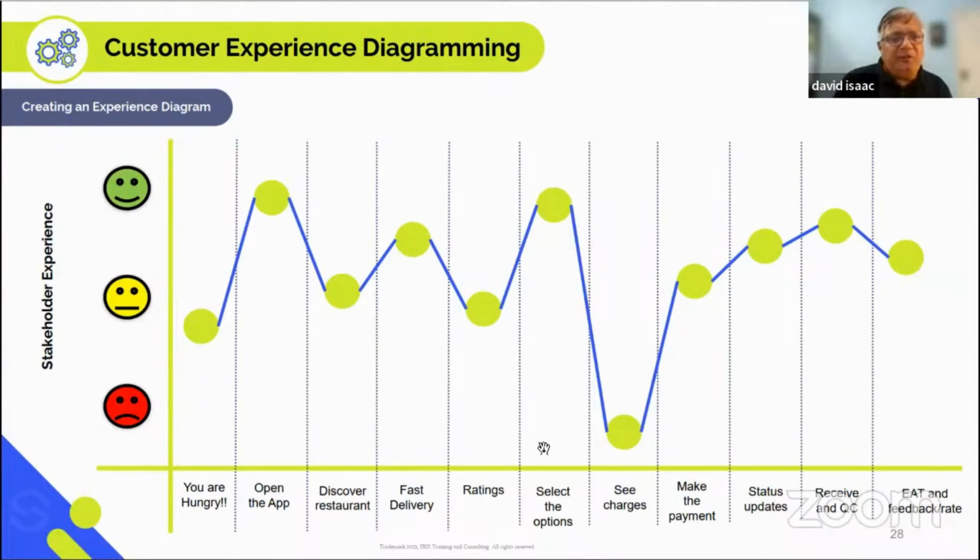So if you're hungry, pretty neutral. You discover the restaurant, it's still neutral, sometimes difficult, sometimes complicated. But the whole issue comes in when you see some of the charges which are hidden, and suddenly you realize that it's there, right at the very end. So it's difficult for you to come back. And then that experience drops. Then it rises to a certain level as you order and you receive.